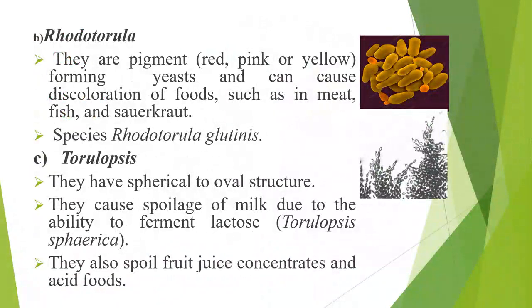Next one is the Rhodotorula. They are pigmented red, pink, or yellow and form yeast and can cause discoloration of food such as in meat, fish, sauerkraut, etc.